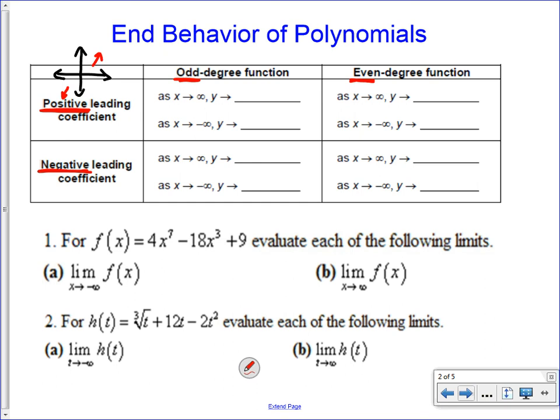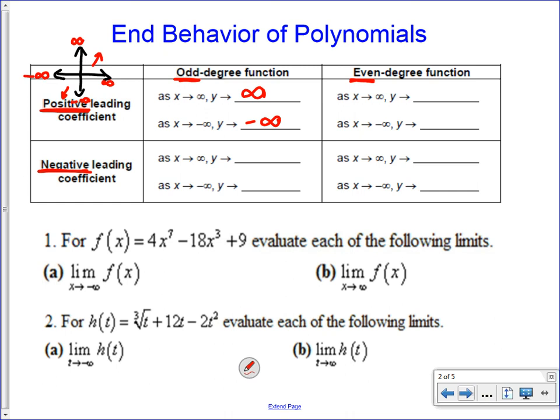All right, but how can we describe that? Well, we can say as x approaches infinity, so remember, x is approaching infinity in that direction, y is approaching infinity. As x approaches negative infinity, y is approaching negative infinity. Okay?